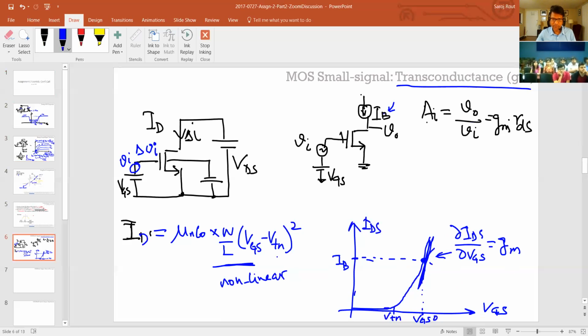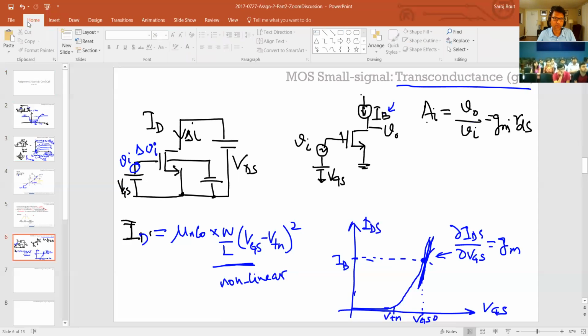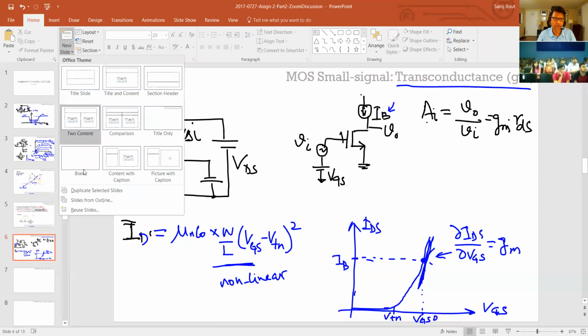And I won't go into the details of the equation, but as you saw in your material, there are, let me just bring up a new slide here.